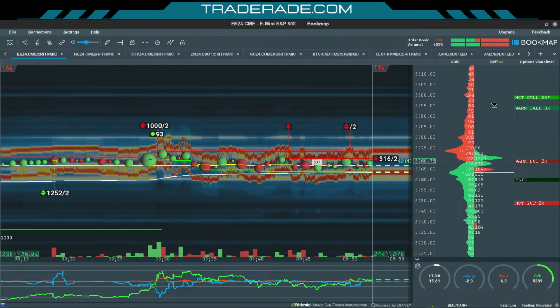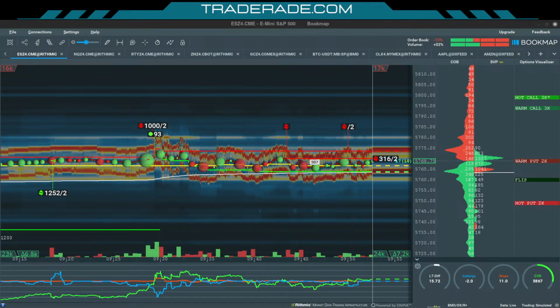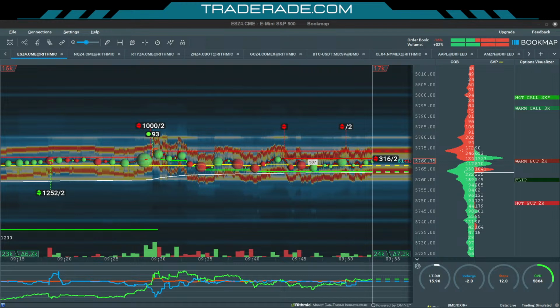And we can see some of those options flows continuing to build here. So let's go over some of those levels again. Most active call strike targeting 57.9875. Second most active targeting 57.9375 in ES terms. If we're looking at it in SPX terms, that is 5750 and 5745. The most active puts targeting 5748.75 and 5768.75. In SPX terms, that's 5700 and 5720.